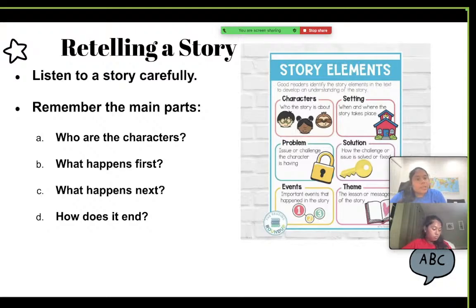Solution is how the challenge or issue is solved or fixed. Like, oh, the character is happy now, so that was the solution, right? They're good, it's solved, it's fixed. The events are the important things that happen in the story. Like, okay, I went to the store, I got ice cream, and I came back home, right? So the beginning, I went to the store, and then second, I got ice cream, and then the third item is the story.